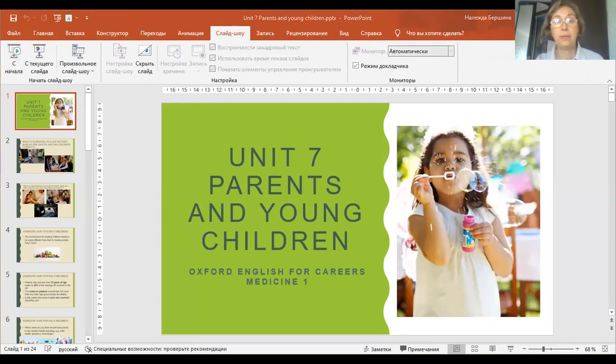Can you see the slide full screen? Yes, teacher.